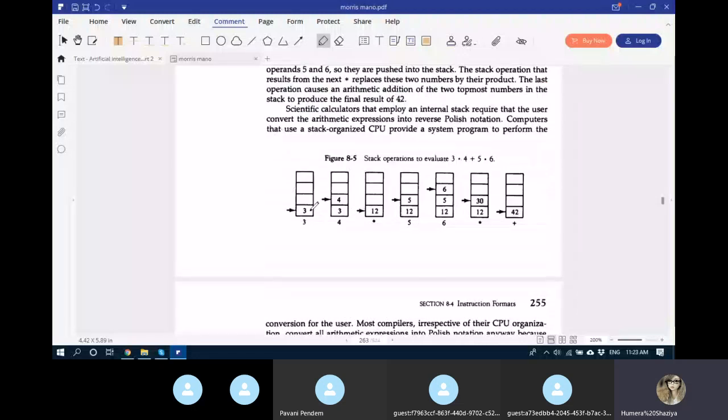Push of 3. This is push of 4. This is mul, M-U-L, multiply 3 and 4. So what happens when you say mul of 3 and 4? This is mul, multiply. Then 4 will be popped, 3 will be popped, and you perform multiplication of 3 and 4. And then put the result back into stack. Same thing you are doing here.